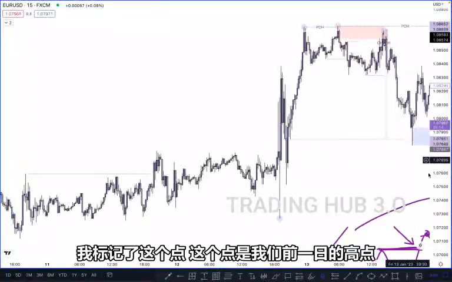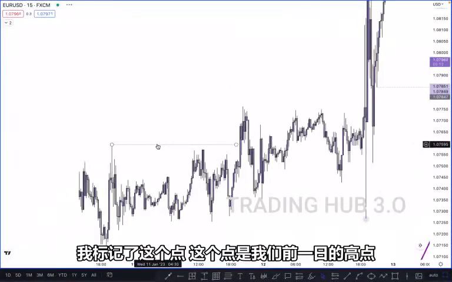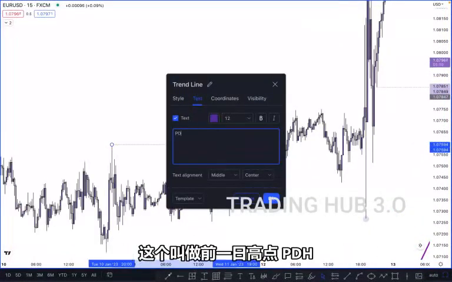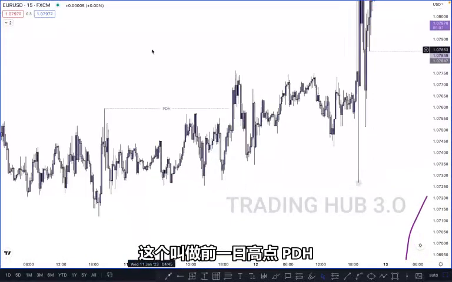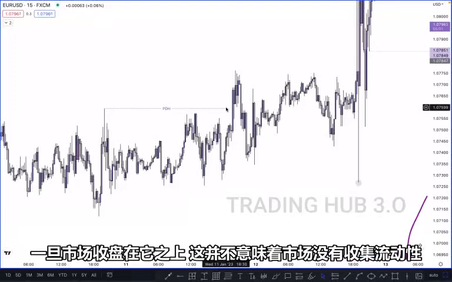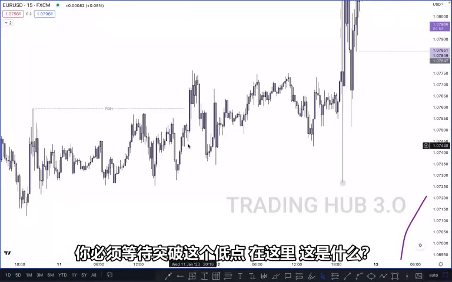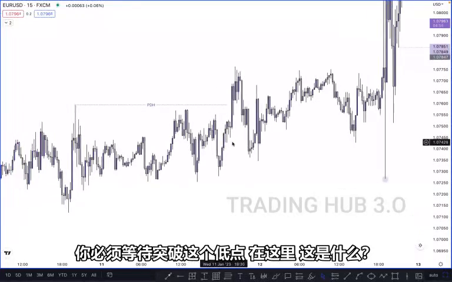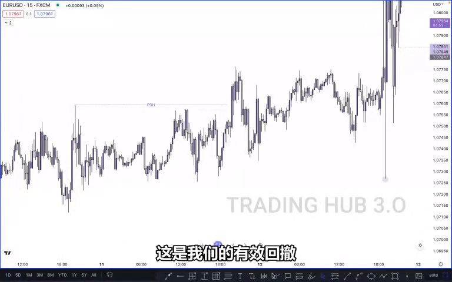Here I marked this one, and this one is our previous day high at this point. This one is called previous day high, PDH. And what happened here? You can see the previous day high broken and close above it. Once the market closes above it, it doesn't mean the market is not collecting liquidity. You have to wait for the low to break. And this one here is our valid pullback.